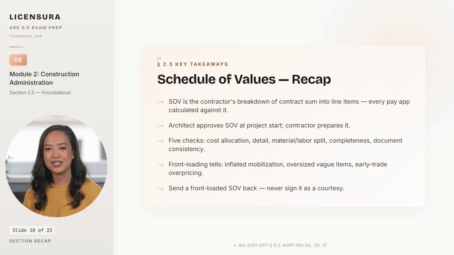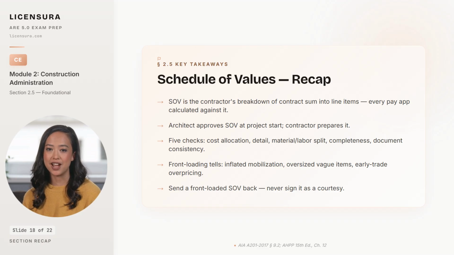The SOV is the contractor's breakdown of the contract sum into individual line items, and every monthly progress payment for the rest of the project is calculated against it, which makes the week 1 approval one of the highest stakes architect decisions on the project. The contractor prepares the SOV and the architect approves it. The 5 checks the architect runs at approval are reasonable cost allocation, sufficient line item detail, separation of material and labor where needed, completeness with totals matching the contract sum, and consistency with the contract documents.